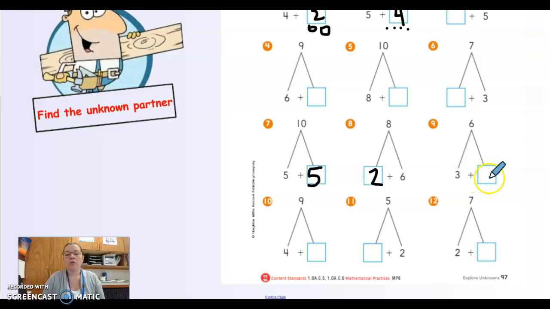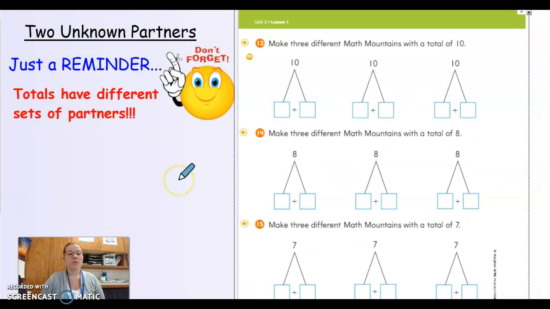So we have 3, we need to find the unknown partner and we're going to get up to 6. 3, 4, 5, 6. How many fingers do we have up? 3. Very good. Try 10, 11, and 12 on your own. Flip it to the back side. So as a reminder, totals can have different sets of partners. There can be different ways to make these numbers.